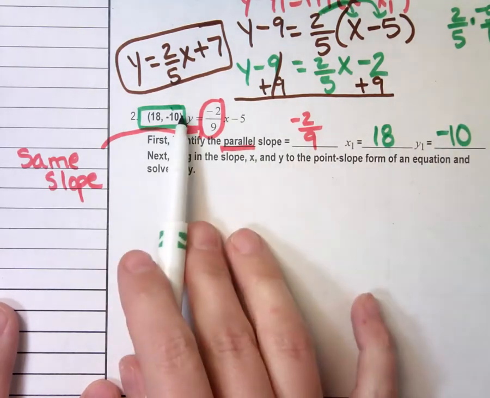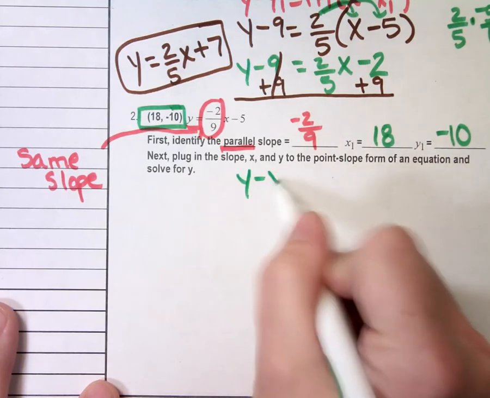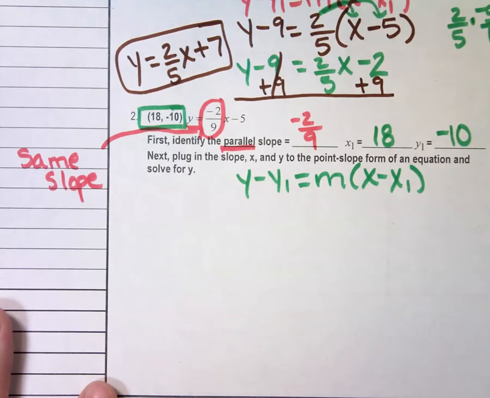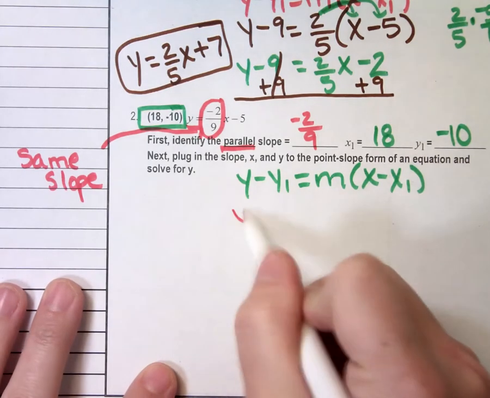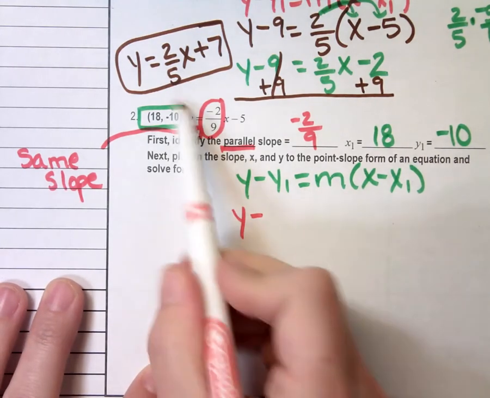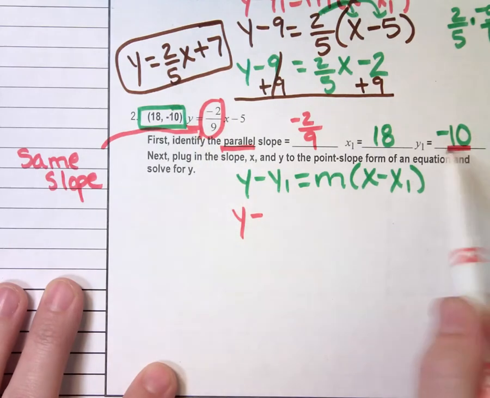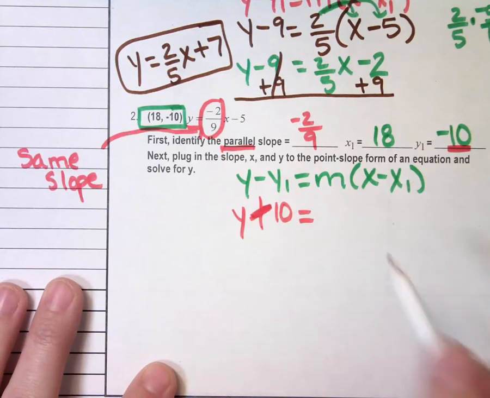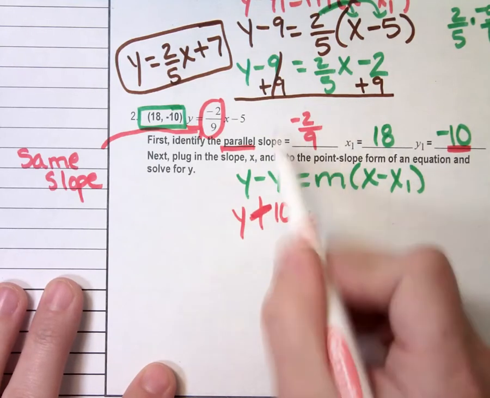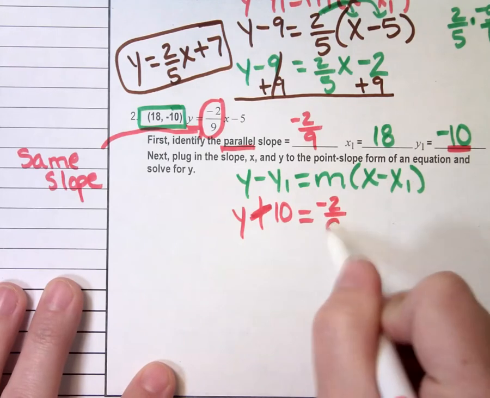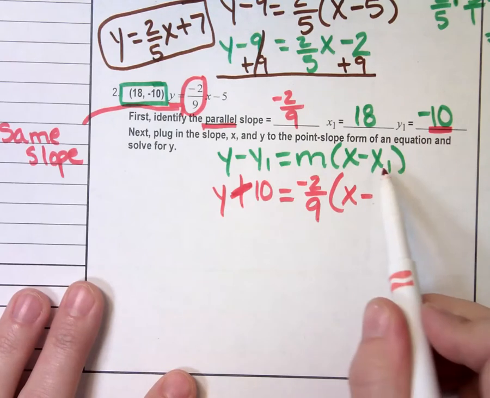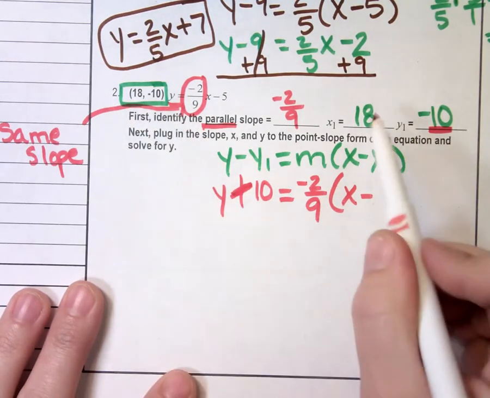So since I have my point and I have my slope, I'm ready for point-slope form. So let's lay it down in front of us and start plugging in everything we know. So I go y minus the y-coordinate. Which of these is the y-coordinate? Negative 10. That minus the negative right there is going to make one big plus. Equals my parallel slope, and my parallel slope is negative 2 over 9. And then in parentheses, it's going to go x minus the x-coordinate, and the x-coordinate is 18.